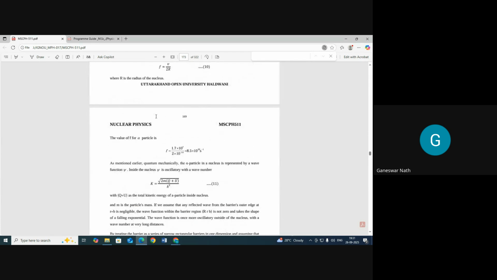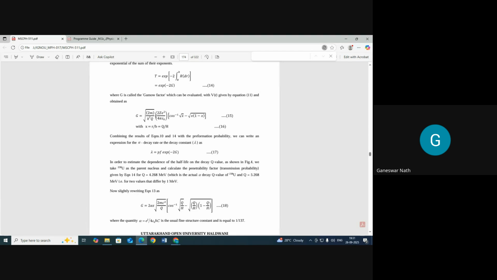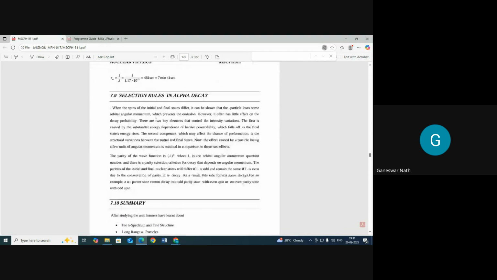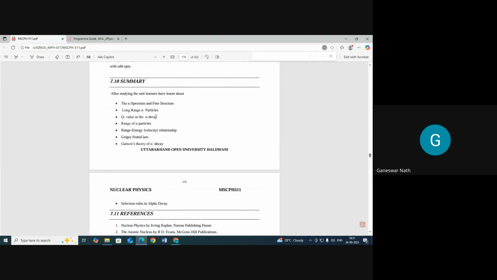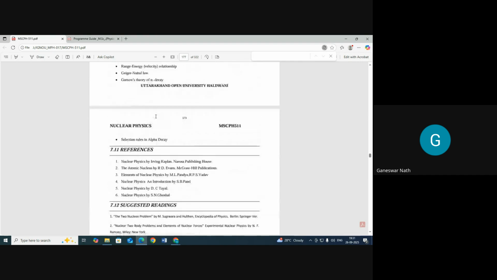Now we can go to the calculation of the Q value of an alpha particle. So let me go to the calculation of the Q value of the alpha particle here. Just you can see, I calculate the Q value here.